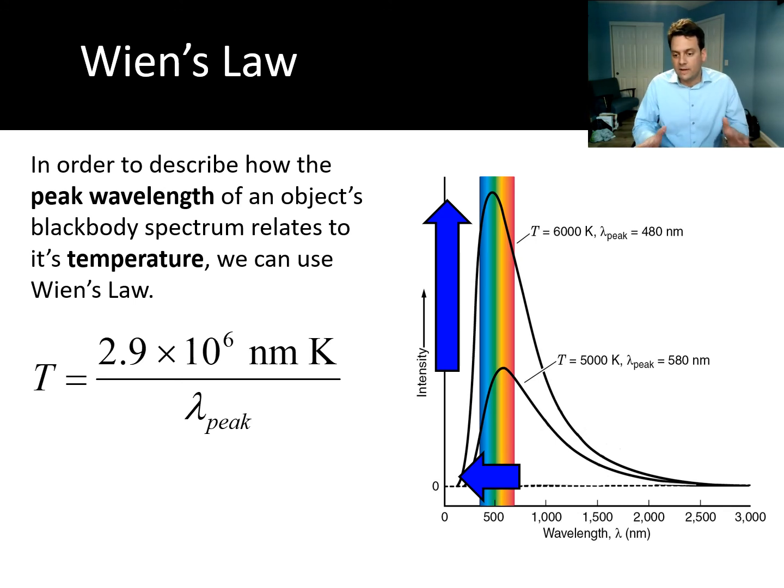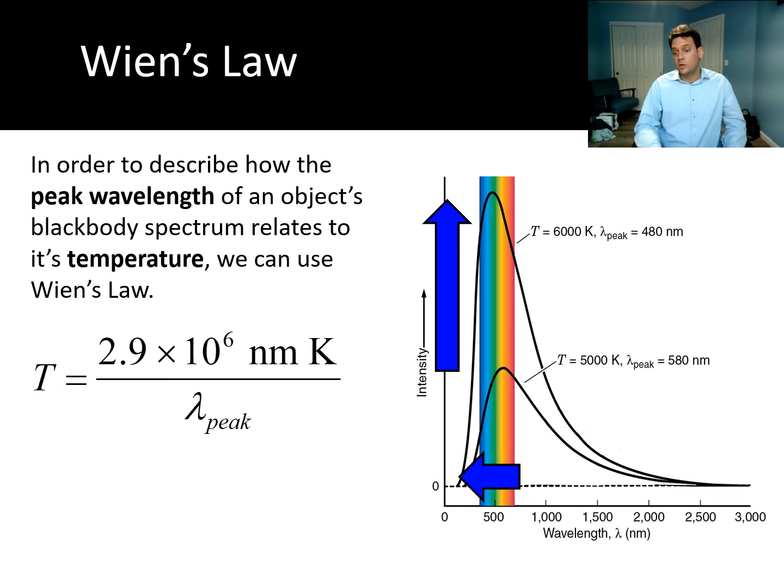So, if you have ever wondered how the temperature of an object is related to the peak wavelength of its spectrum, Wien also wondered that, and he solved that, and here's the answer. So in order to describe how the peak wavelength of an object's blackbody spectrum relates to its temperature, we can just plug into this equation. And so you can see it's a pretty simple equation. You've got a constant up in the numerator, which is just some number with units of nanometer Kelvin. And then if you measure the spectrum and determine what the peak wavelength of that spectrum is, you can divide this number by that wavelength, and that gives you a temperature.